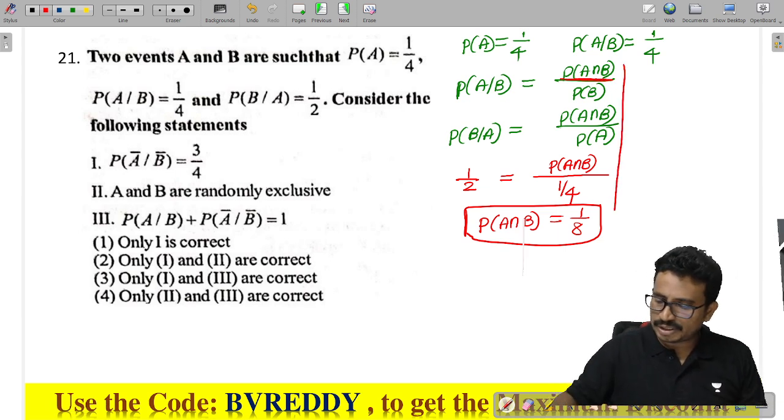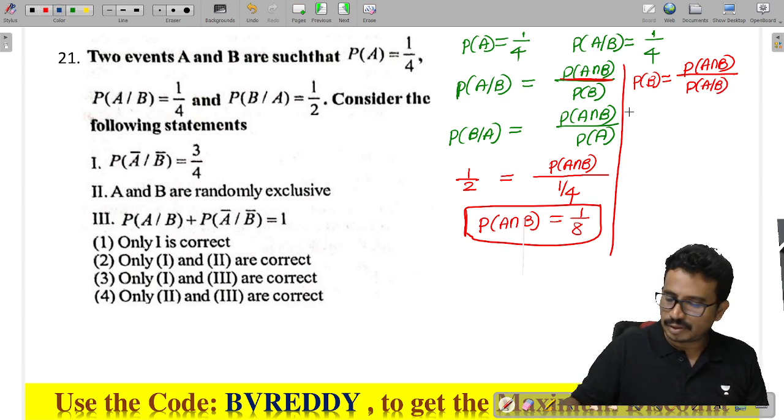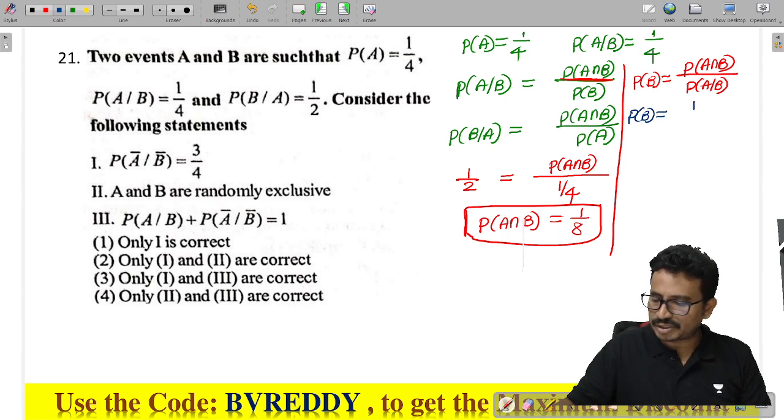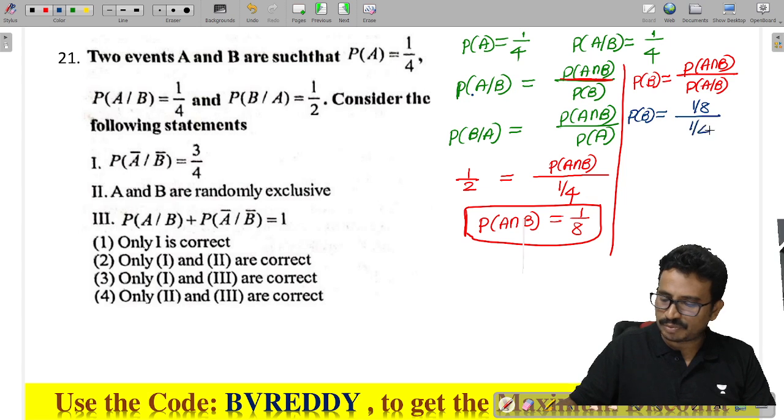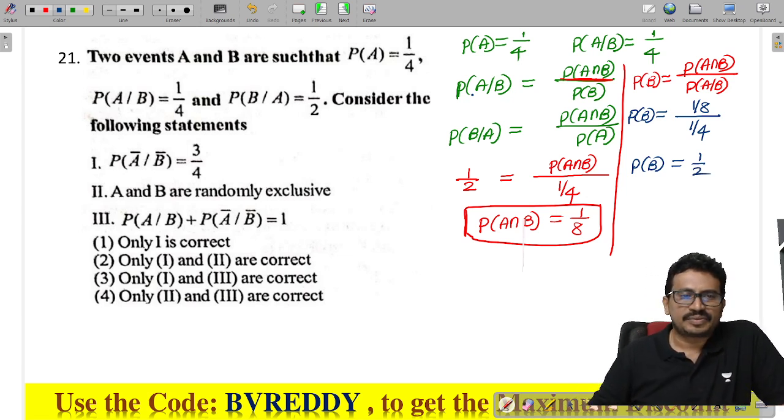So from these relations, P of B is given as P of A intersection B by P of A given B. So P of B is equal to P of A intersection B, which is 1 by 8, divided by P of A given B, which is 1 by 4. So then P of B is nothing but 1 by 2. Right, now let's see the options one by one.